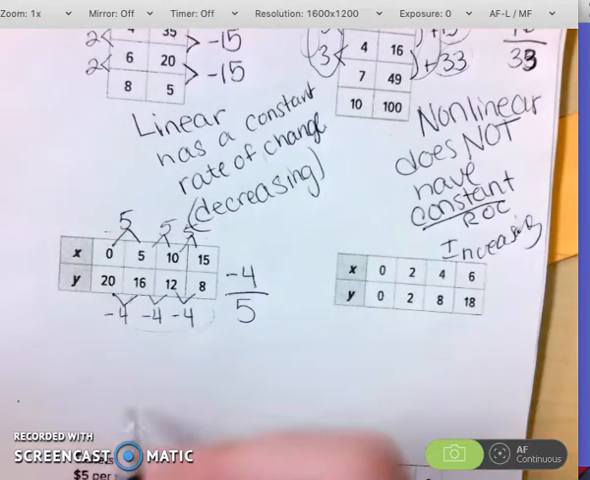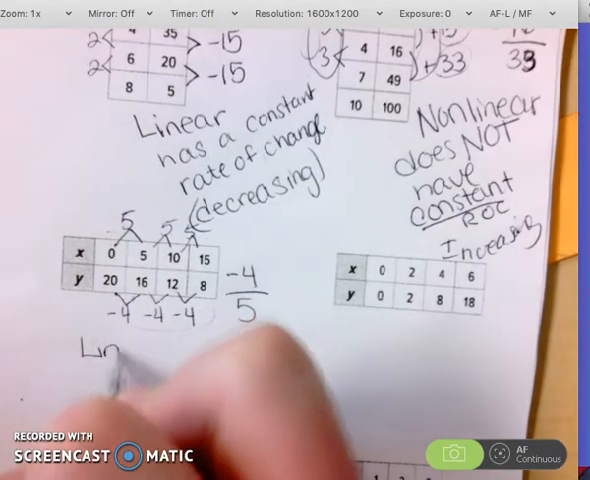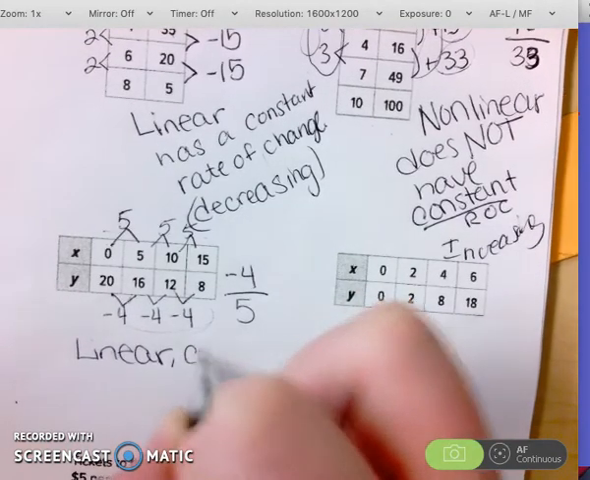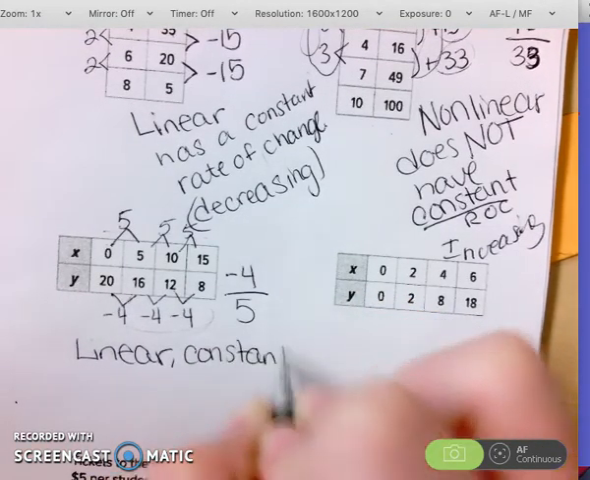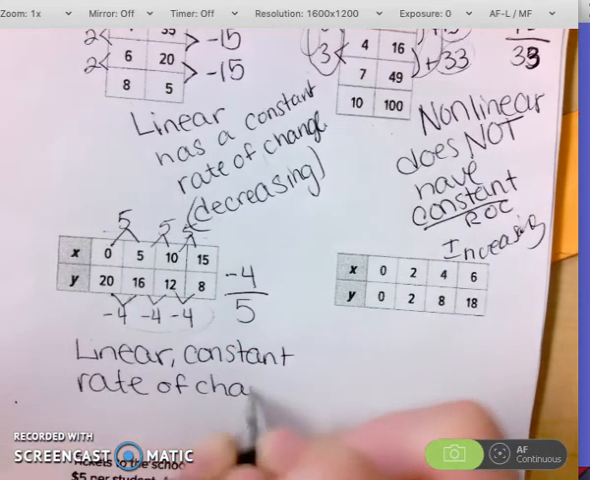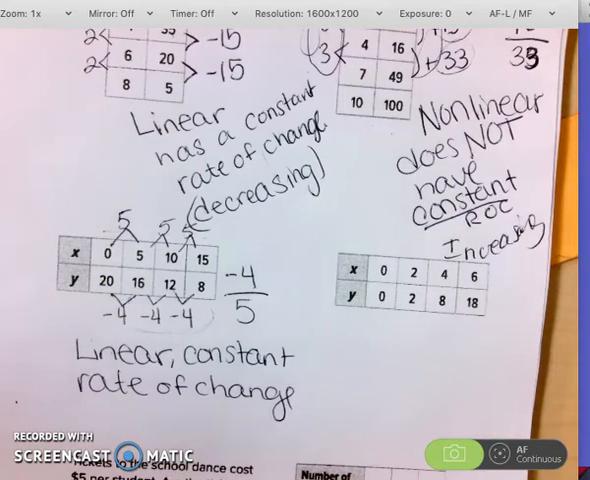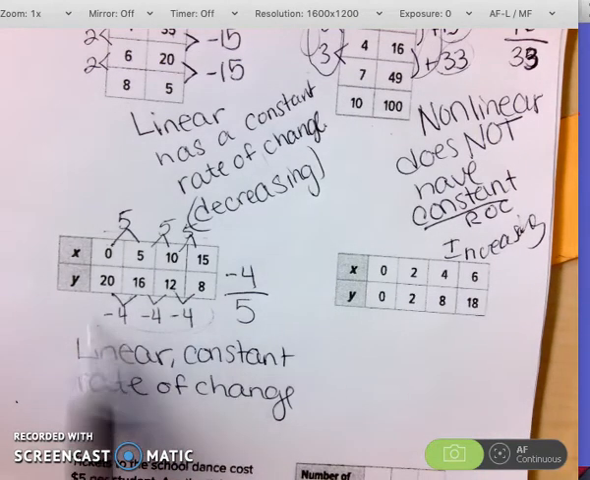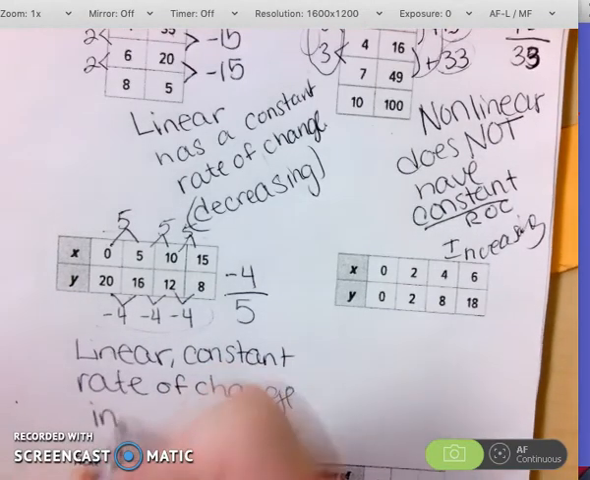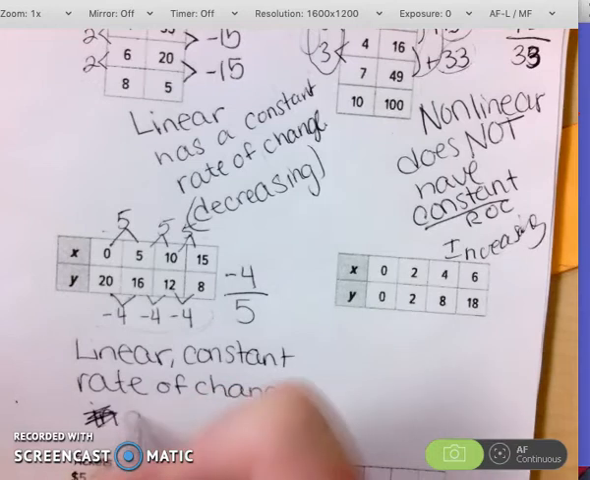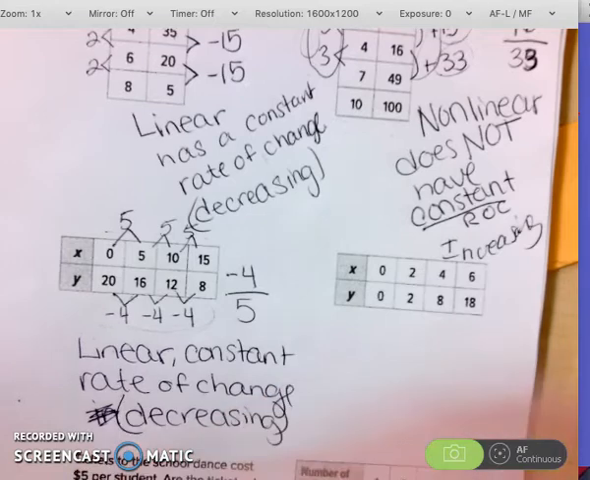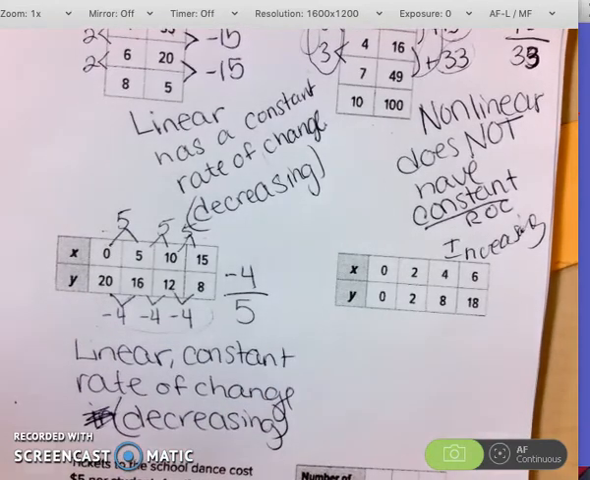Now, I want to say that it's linear. Linear, yes, because it has a constant rate of change. And then is it increasing or decreasing? I notice one is negative and one is positive. So my rate of change is decreasing, because one is negative and one is positive.